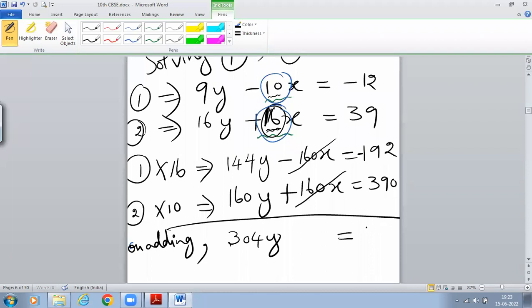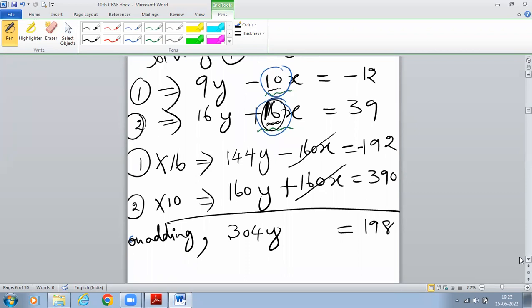This is plus 390 minus 192. So 390 minus 190 is 200. 200 minus 2 is 198. Am I right? Please check whether it is correct or not. The answer is 198. Yes, correct. Please write. So we got 304y is equal to 198.